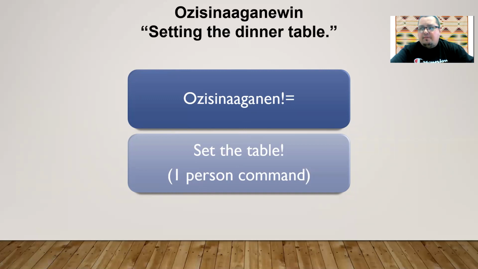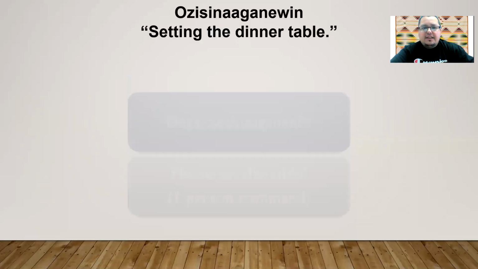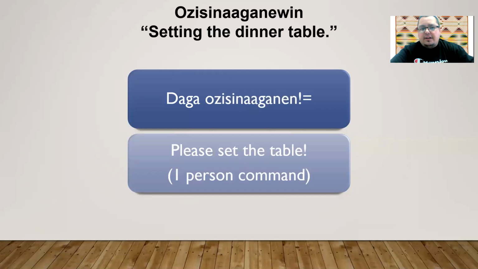And I wanted to end with words we use a lot at the dinner table, and I know everyone has said it a time or two. Daga ozisinaganen. Daga can be used as please in this case, but you don't necessarily have to use daga because it's kind of already built into the Ojibwe language. I suppose it's politely. Ozisinaganen, and you can just say it at the table. It could mean please, but if you want to get technical, you can put daga in there. If you want to add to your words a little bit, go ahead and do that.